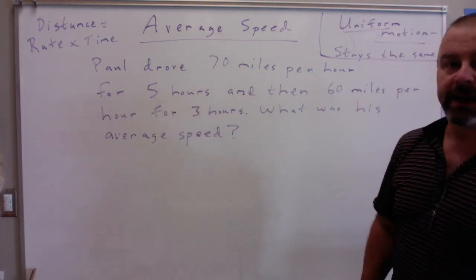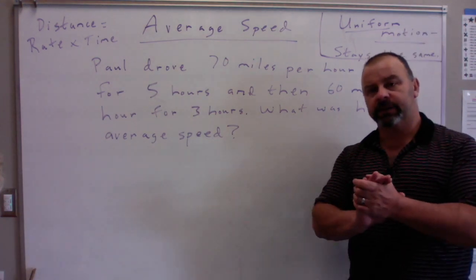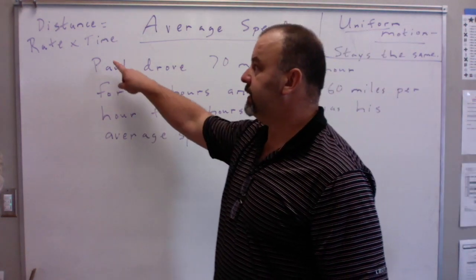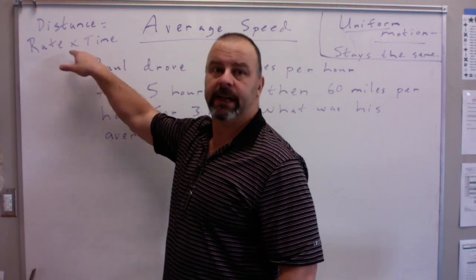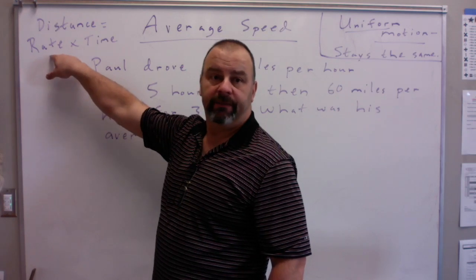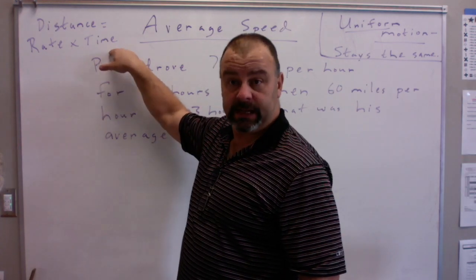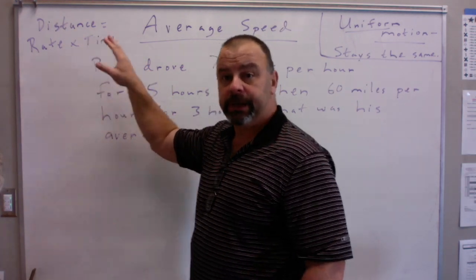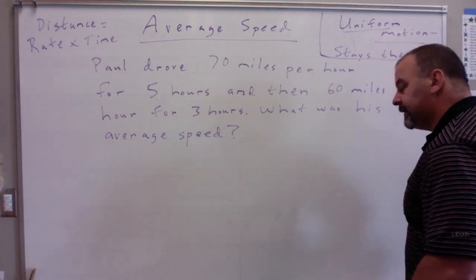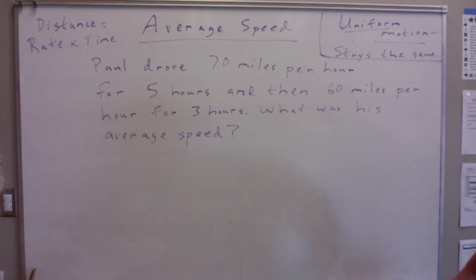We're going to talk about average speed. First of all, to find speed, we use this: distance equals rate times time. So how far you're going is equal to how fast you're going times your time. For average speed, we use what's called uniform motion, and that stays the same throughout wherever we're going.